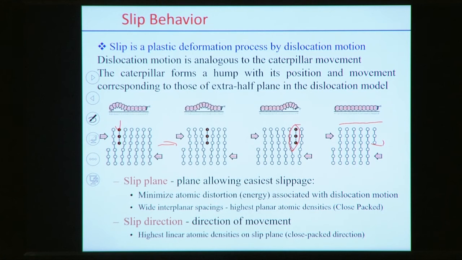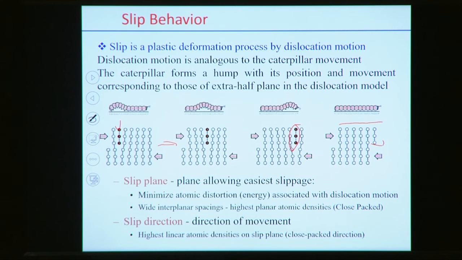So this way, through the movement of the caterpillar by forming a hump, we can explain the motion of dislocations. With this movement we can represent the complete separation of the atoms as they shift from one position to another position. So the slip form is actually represented by the motion of the dislocation.